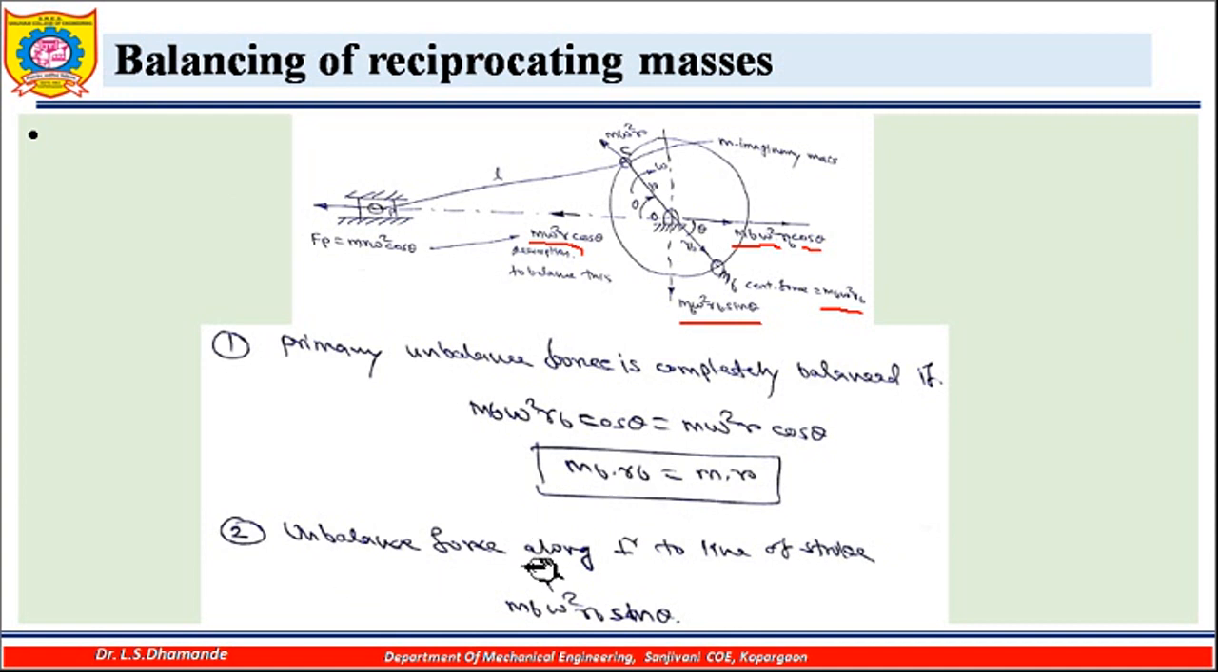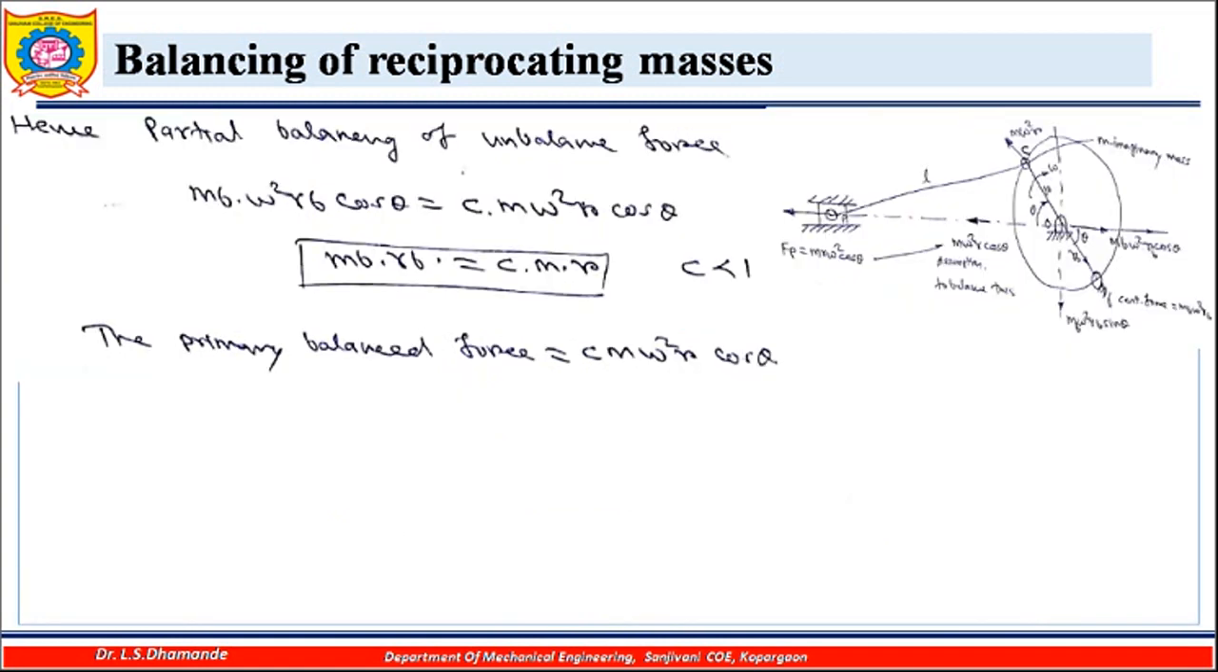But the unbalanced force along the perpendicular direction to the line of stroke will get introduced. So you will find out here that since this will get balanced with this one, there is no question that along the line of stroke that force is not there now. But there is a force which will be introduced over here, mb omega square rb sine of theta in the vertical direction. So this is nothing but the unbalanced force which will remain in the direction perpendicular to the line of stroke. It means we are not really balancing, we have simply converted some quantity of horizontal force into a vertical force, and that same reaction will act on the bearing.